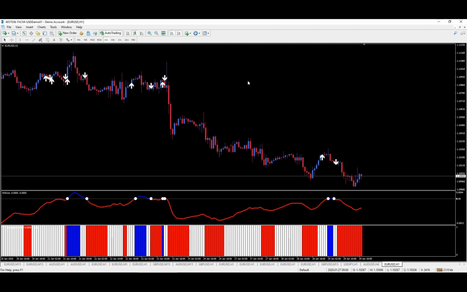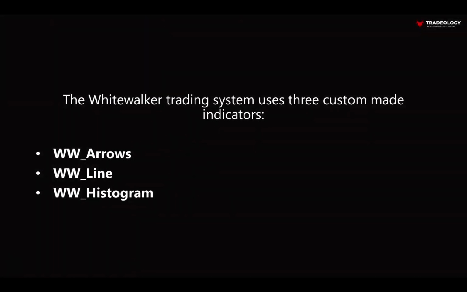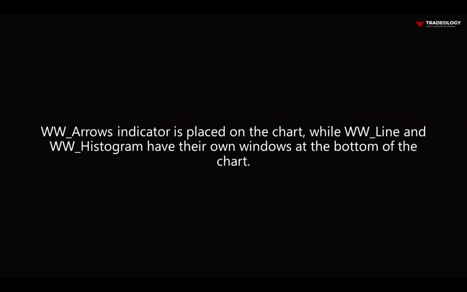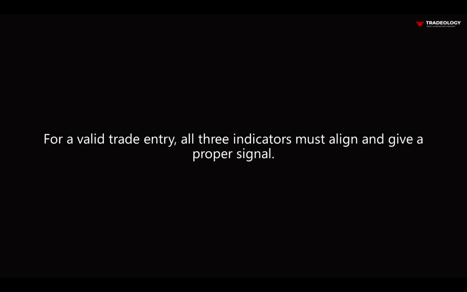Let's move on to the rules of the system. Let's have a look at the overview of the system. The White Walker trading system uses three custom-made indicators, the WW arrows, the WW line, and the WW histogram. WW arrows indicator is placed on the chart, while the WW line and WW histogram have their own windows at the bottom of the chart. For a valid trade entry, all three indicators must align and give a proper signal. We'll cover that shortly in the rules.